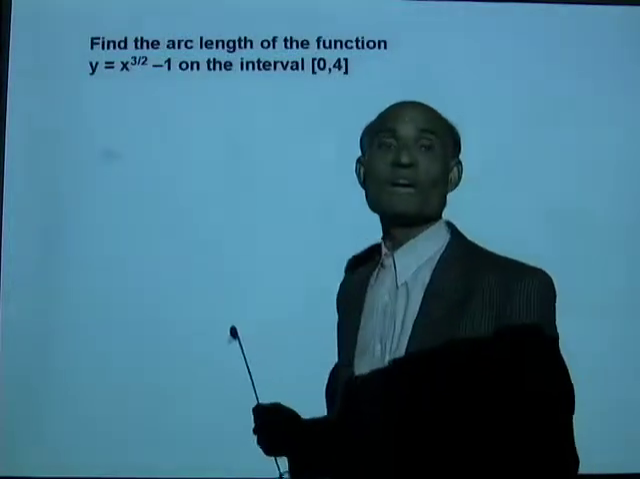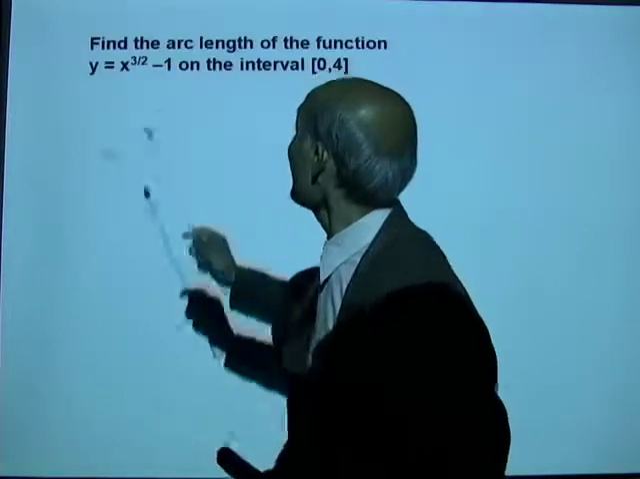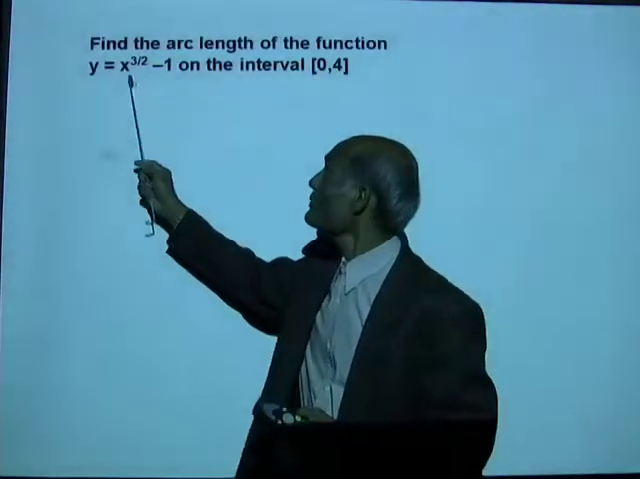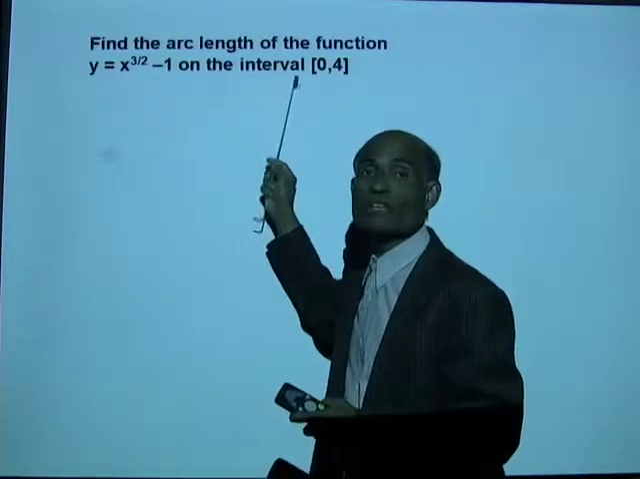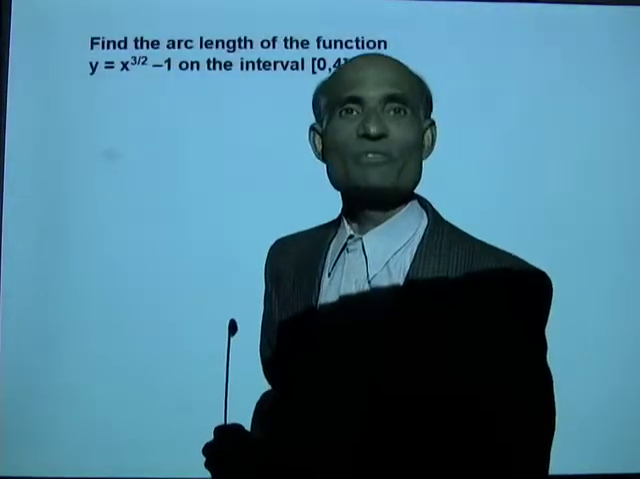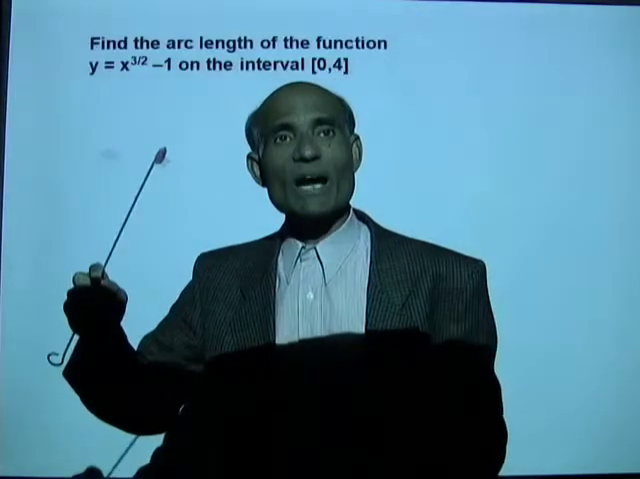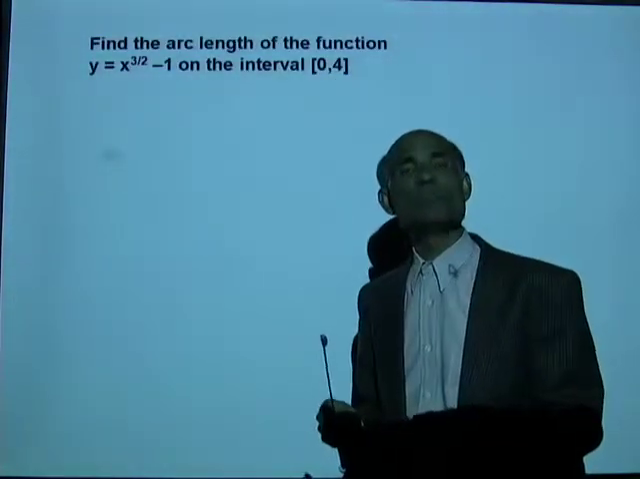Alright, let's do a small problem. Find the arc length of the function y equal to x to the power of 3 over 2 minus 1 on the interval 0 to 4. Can you draw the graph of this and see how the arc looks like? y equal to x to the power of 3 over 2 minus 1.